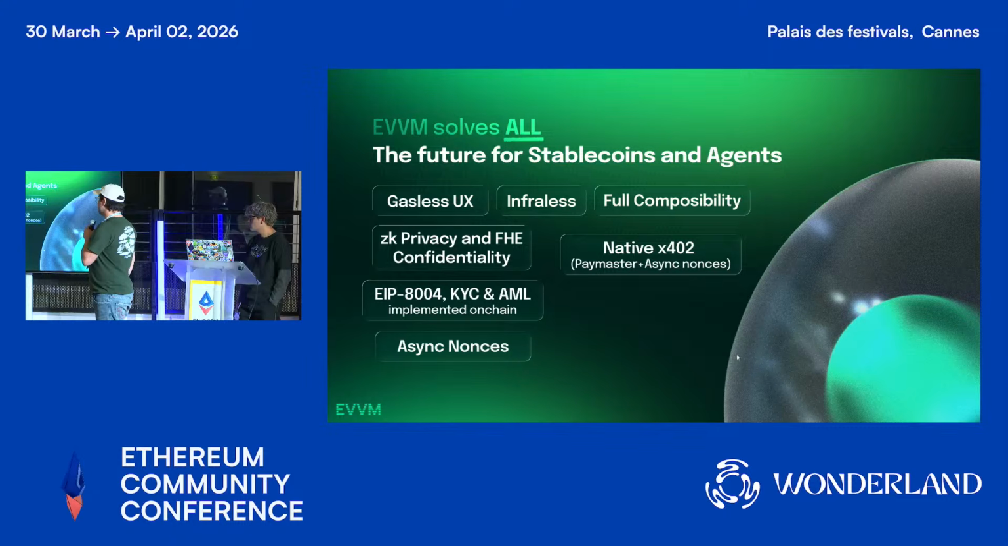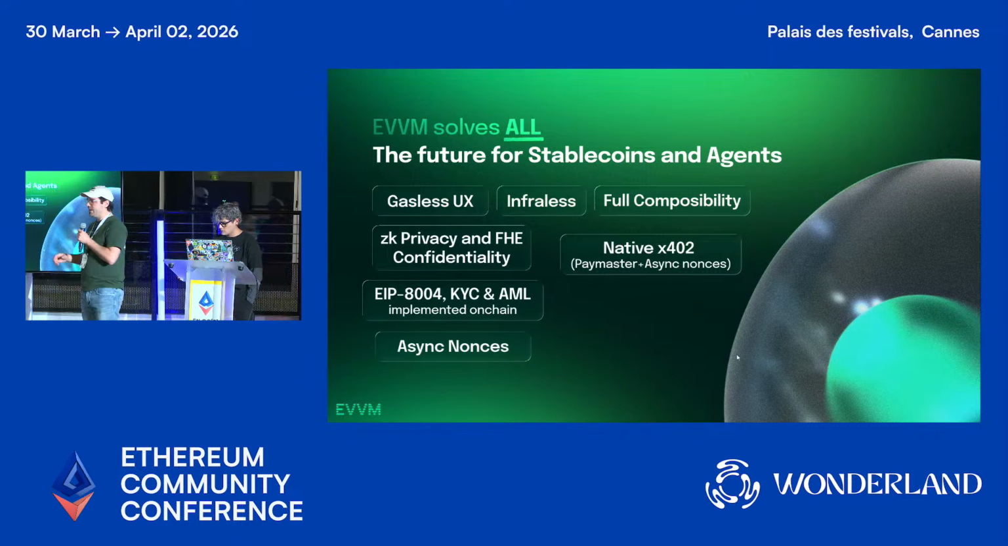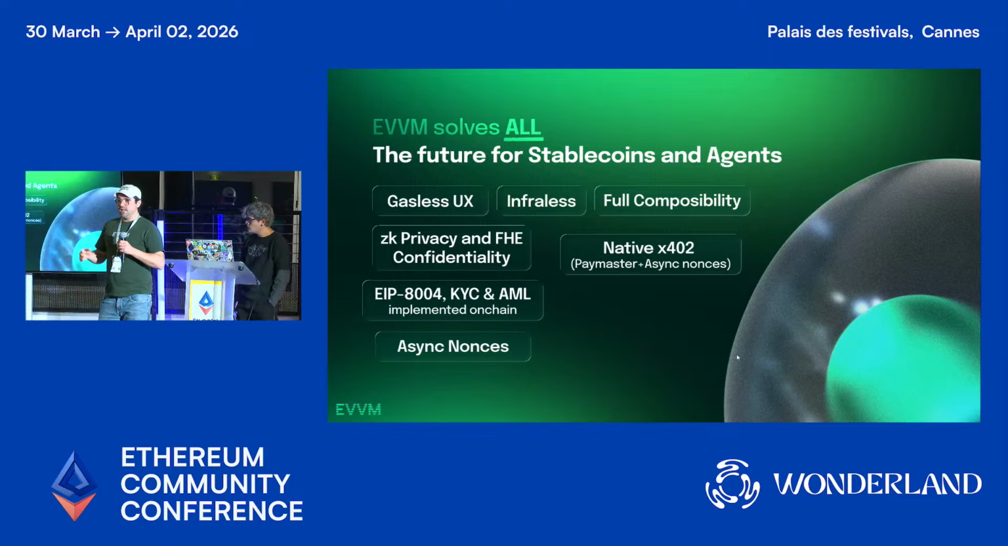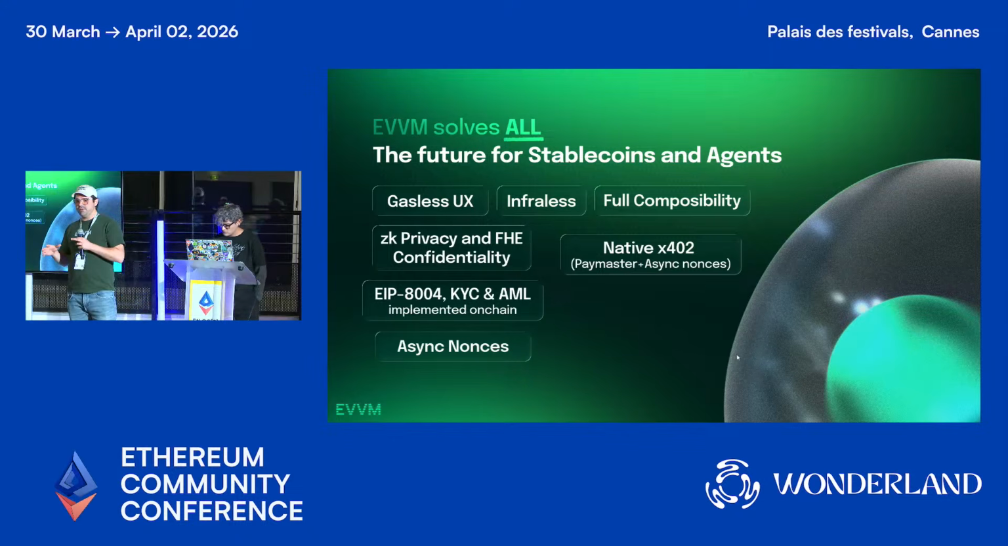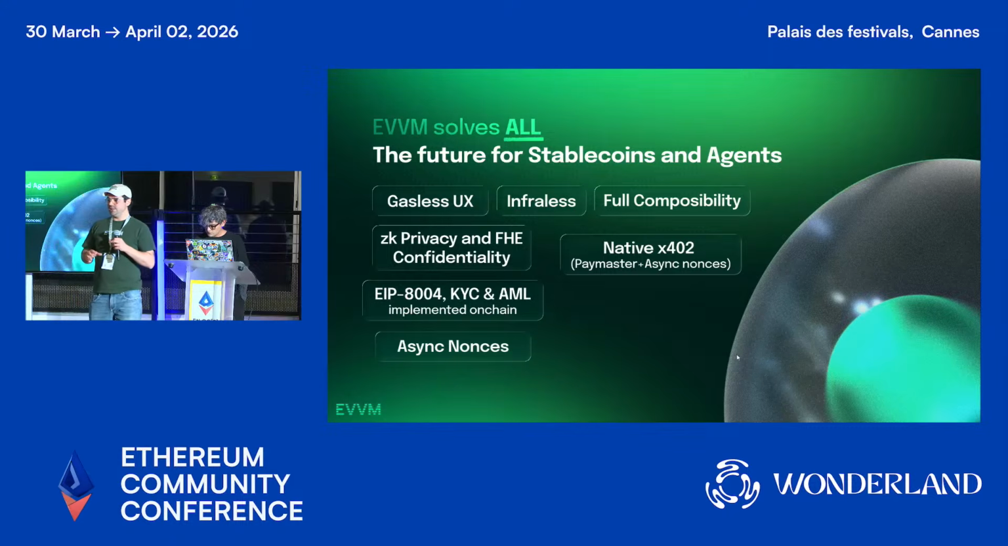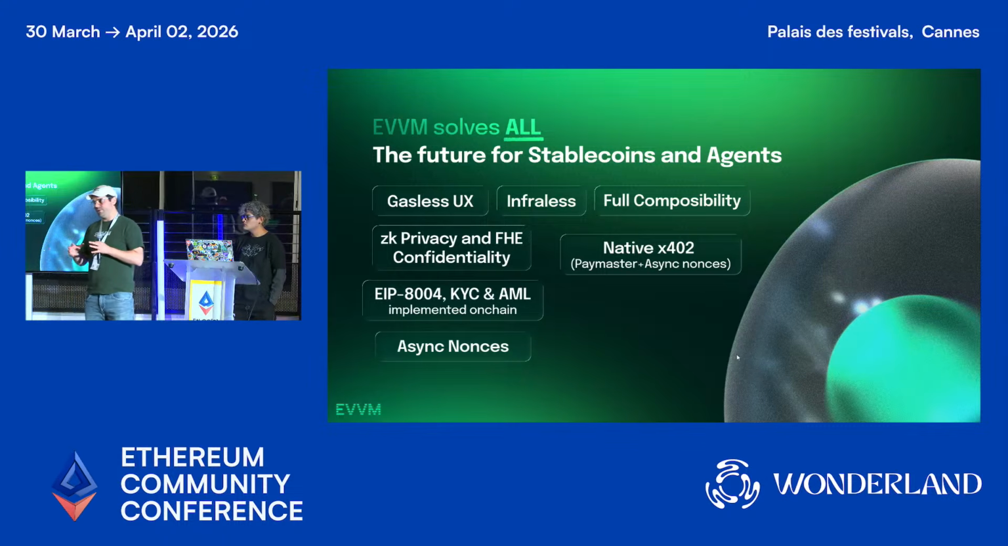The X402 payments are native. We have ERC-8004. You can KYC or AML a whole EVM. This means that you can apply any KYC protocol or system to your EVM, and only addresses that have already passed this KYC will be able to interact inside. So now you have a compliance ecosystem on Ethereum, for example, if you are a banking institution.